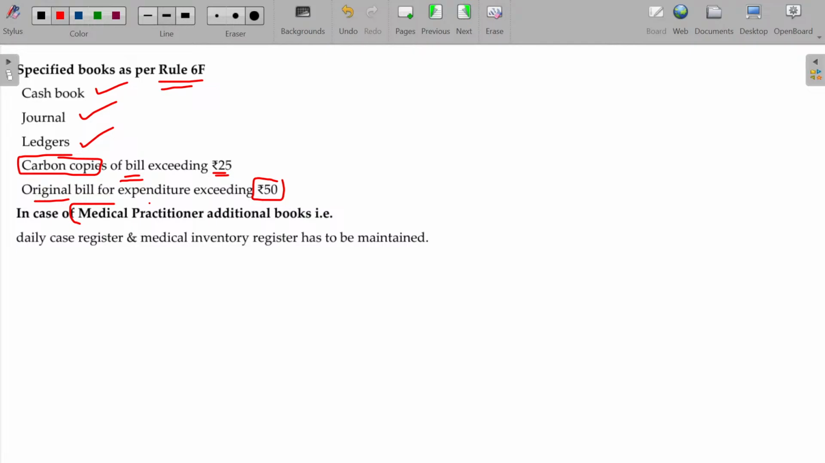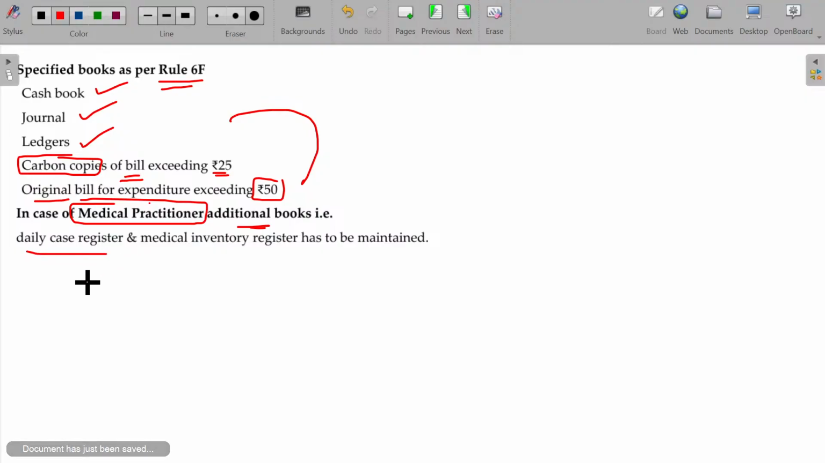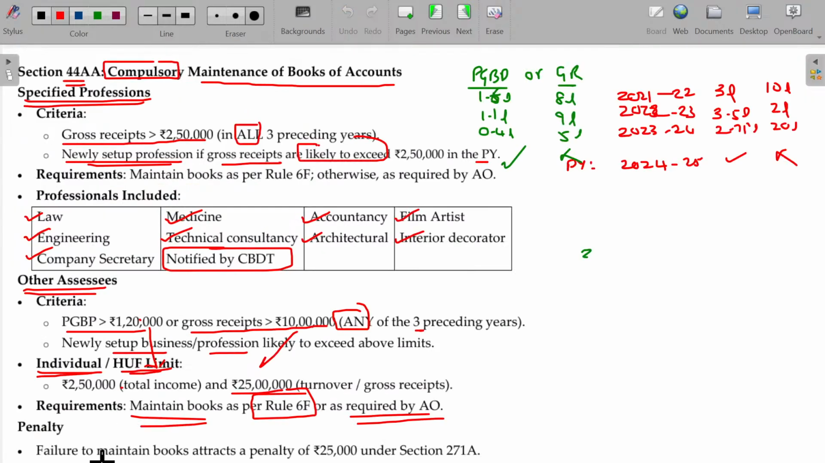In case of medical practitioners, in addition to this, they have to maintain additional books: a daily case register, showing who the patients are and what treatments you've done, and medical inventory, what medicines you have. Sir, if I don't maintain, what happens? Failure to maintain the books attracts a penalty of 25,000 under section 271A. So 25,000 penalty will be leviable if you don't maintain the books of accounts under section 44AA.